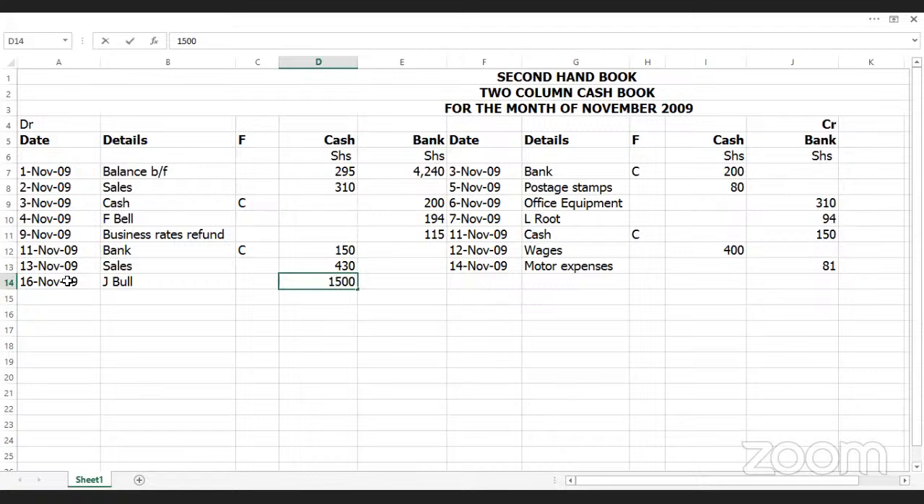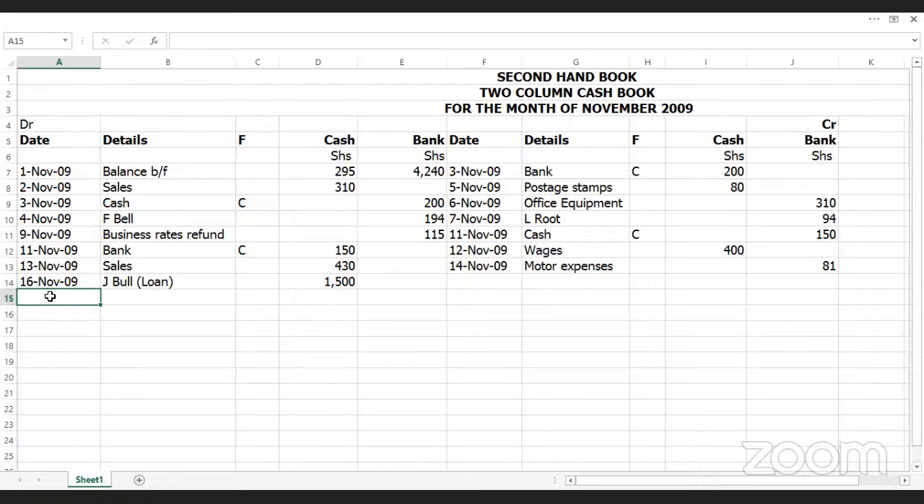On 20th, K. Brown paid us by check shillings 174. So what does that mean? Is it a receipt or a payment? K. Brown paid us, receipt. We are receiving. This one of J. Bull is a loan. Don't forget.